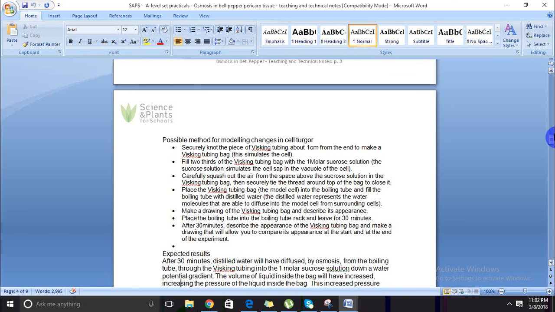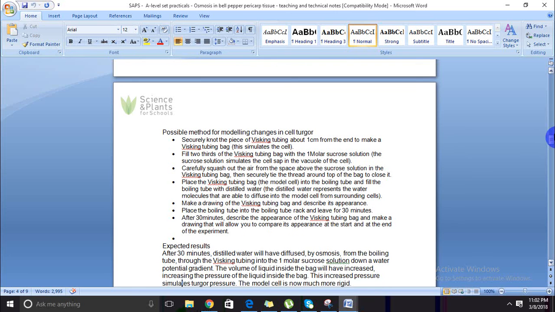You need to make a drawing of the Visking tubing and show its appearance. It would basically be really bloated, really swollen. And you need to place the boiling tube in the boiling tube rack for 30 minutes. And after 30 minutes, you need to describe the appearance and make a drawing that will allow you to compare its initial appearance and its final appearance.